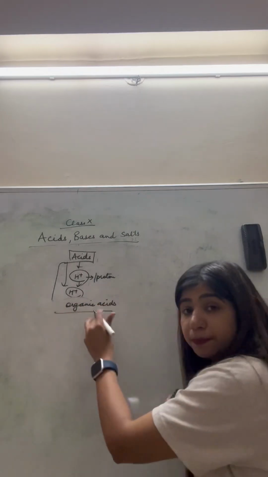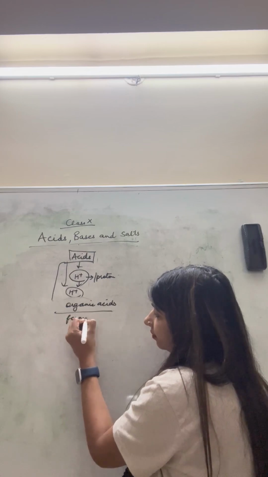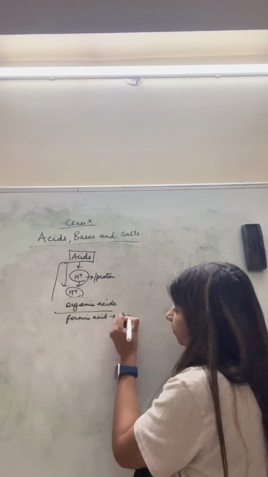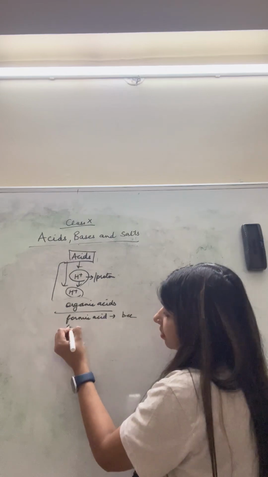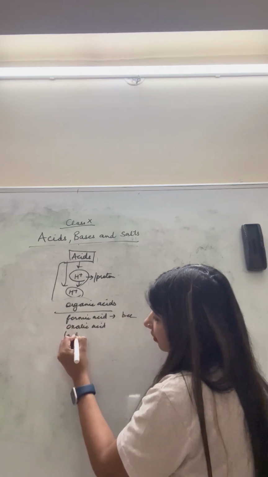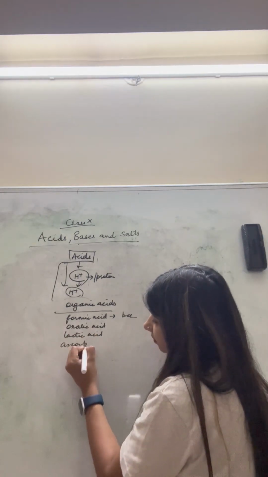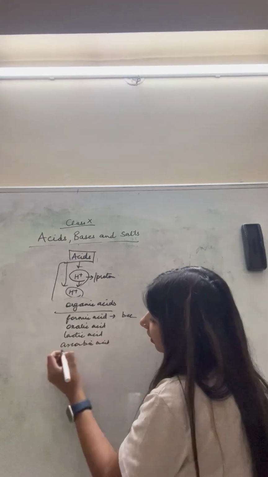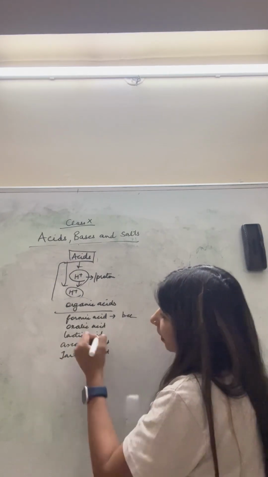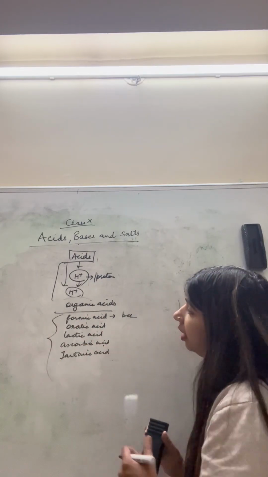There are other acids also called organic acids, which are found in plant and animal materials like formic acid, found in sting of a bee, oxalic acid, lactic acid, ascorbic acid, tartaric acid. They are examples of organic acids. These are basically weak acids, right?